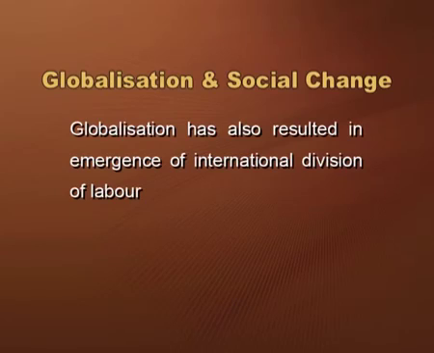Globalization has also resulted in the emergence of an international division of labor. International division of labor can be understood as the division of labor in which the process of production is not confined to national territory or economies. And more routine manufacturing, production and employment is done in the third world countries. For example, contract farming in the agricultural sector and the outsourcing processes in the service sector.